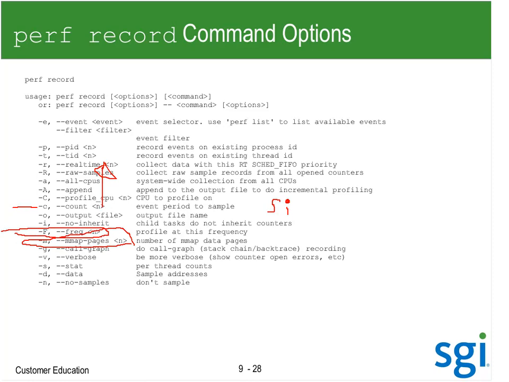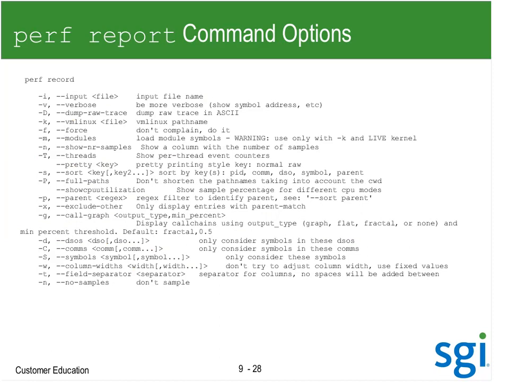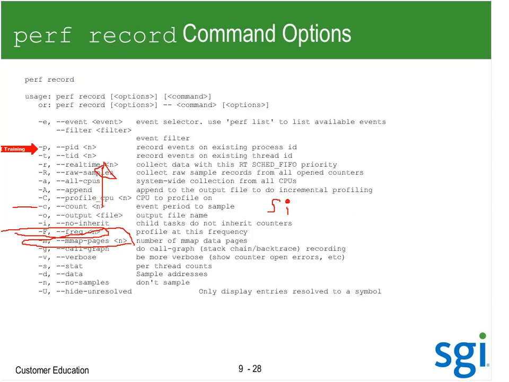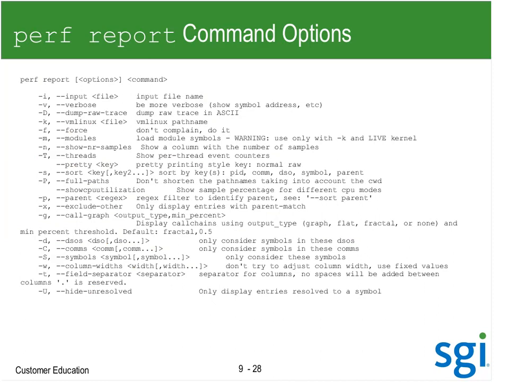So let's see how it goes when I start getting into multi-threading tomorrow. And then I did a perf report. Again, I could have specified an output file. I did that once this week. There we are, the output file. And then I can specify an input file, but I've been pretty lazy just using the default of perf.data.